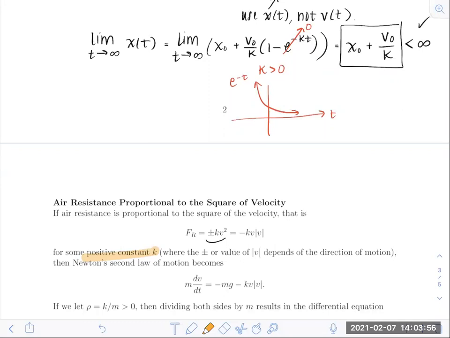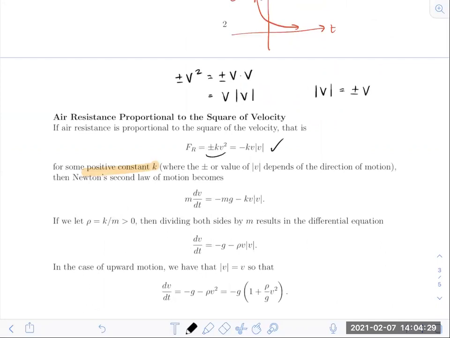And then we can rewrite v squared as an absolute value of v times v. And that gets rid of essentially that plus or minus. So remember that the absolute value of v can be written as plus or minus v. So they took plus or minus v squared, they wrote it as plus or minus v times v, and then absorbed the plus or minus by using an absolute value. All right, so we have this new setup for the force due to air resistance. And a note there about the plus or minus, that's going to depend on the value of v.